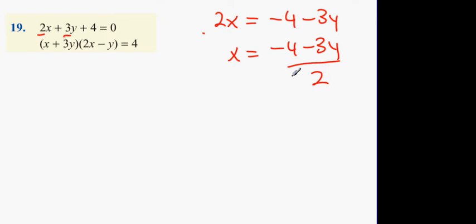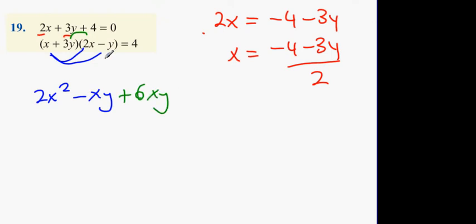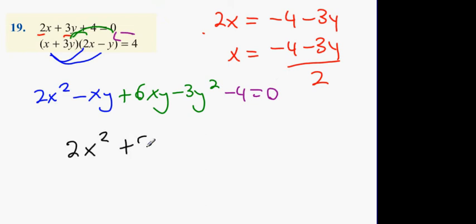That's the first step. Second step is to multiply this out. We're going to get 2x squared, minus xy, plus 6xy, minus 3y squared. And we're going to bring over the 4, and it becomes minus 4 equals 0. We're going to tidy this up quickly. We're going to get 2x squared plus 5xy minus 3y squared minus 4 equals 0.